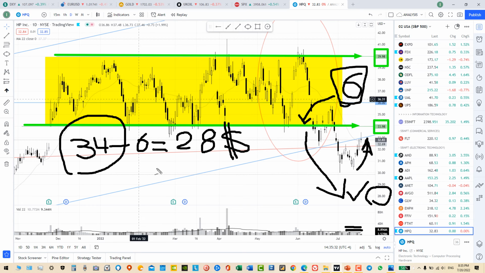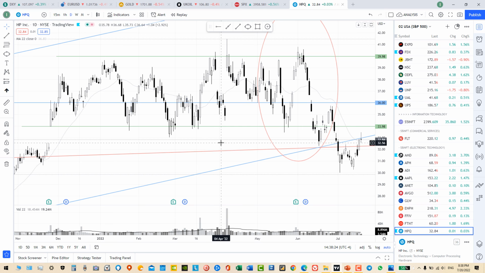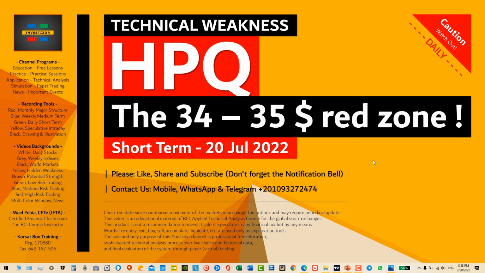Please consider virtual trading on the short selling side when the stock approaches the area ranging between $33 up to $34. I think a stop loss will be maybe above the last peak over the daily chart, maybe above 36, and the target we have already said will be around $28. Until then, we will keep watching HPQ because it will be a very good signal and a very good virtual trade.